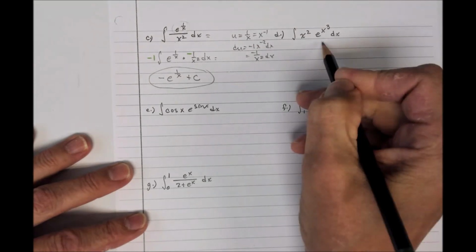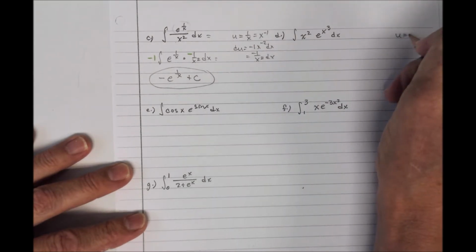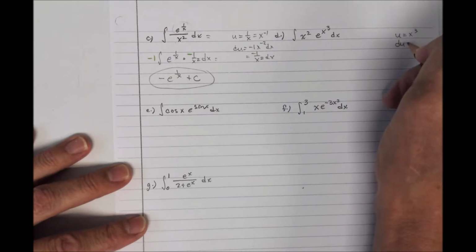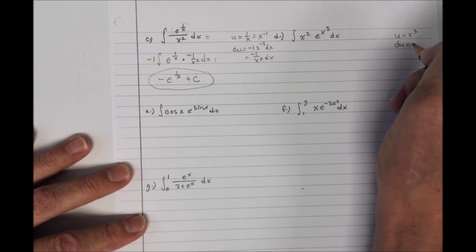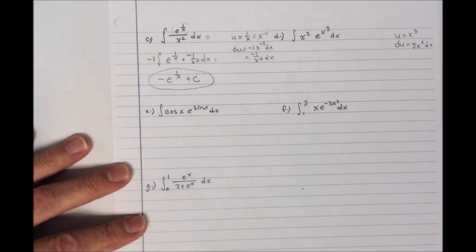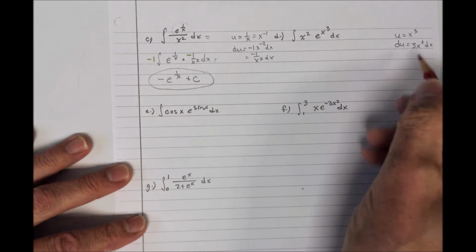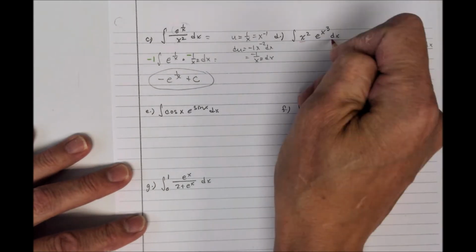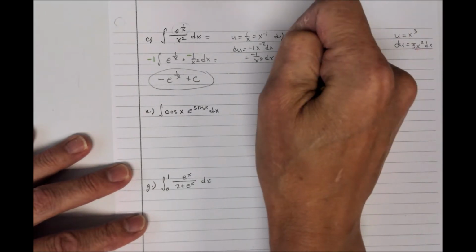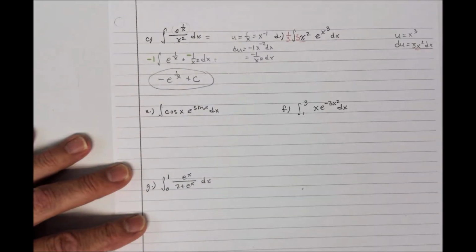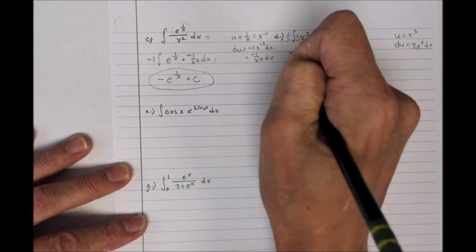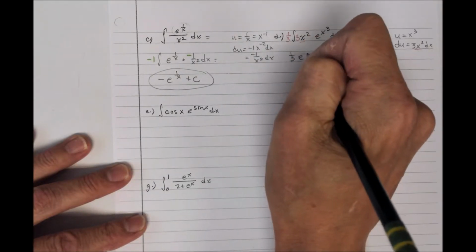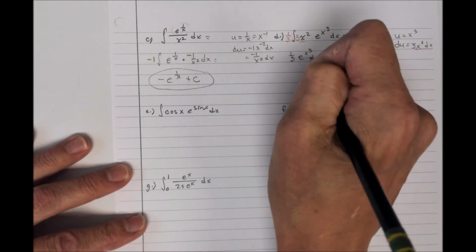This one's a little bit more straightforward. Your u is x to the third, so your du would be 3x squared dx. I've got the x squared dx here. I just need the 3, and I put the 1/3 there like that. So I end up with 1/3 e to the x to the third power plus a constant.